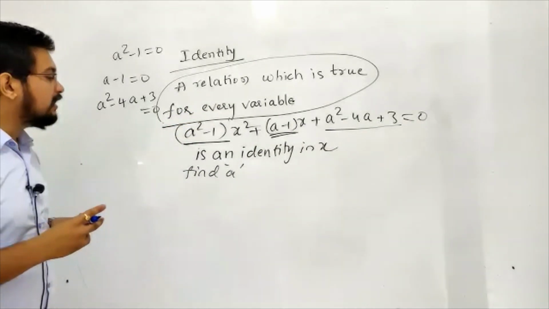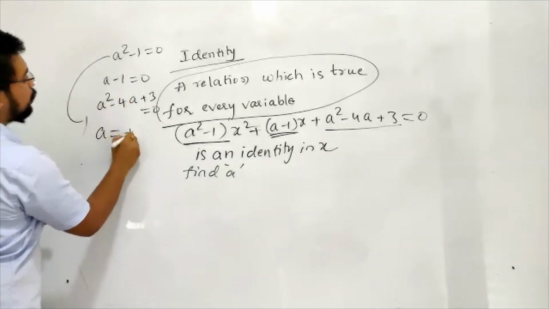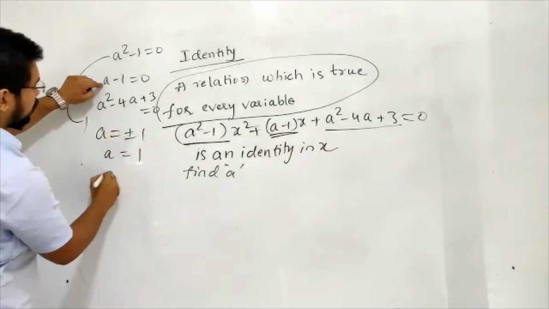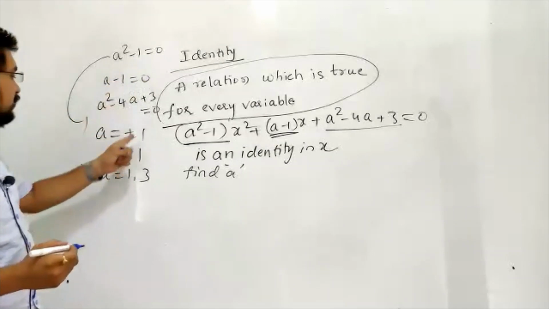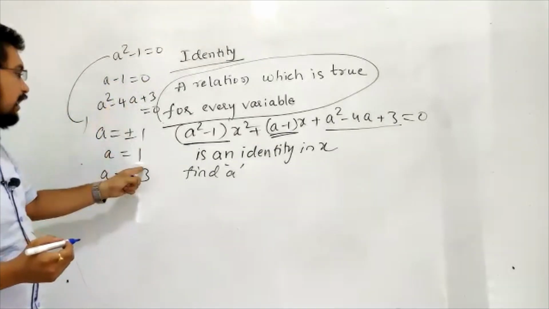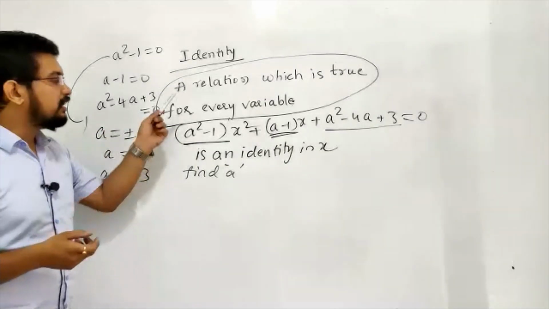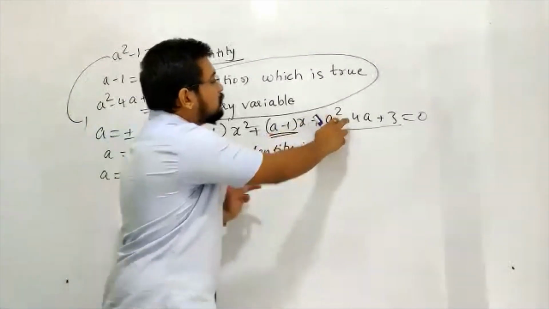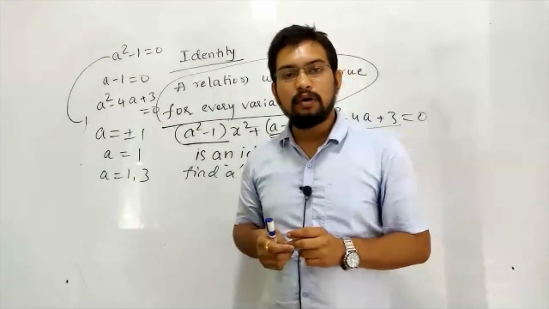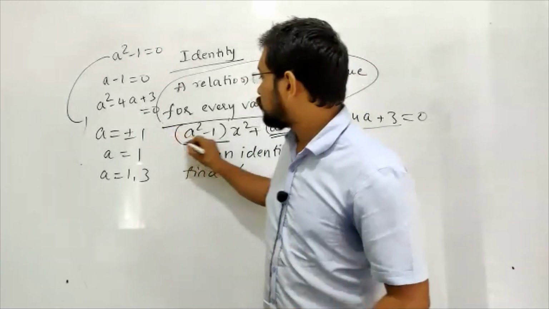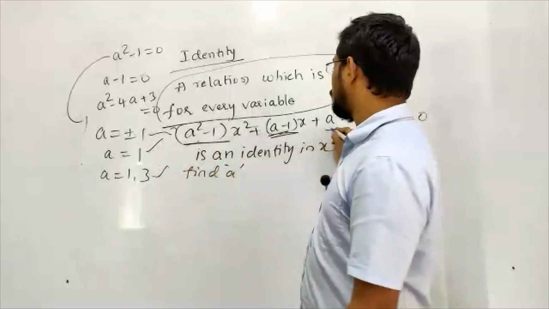This is termed as an identity in x. So now a is equal to plus or minus 1 here, a is equal to 1 here, a is equal to 1 comma 3 here. ఐడెంటిటీ అంటే ఏంటంటే ఇవి మూడు టర్మ్స్ సైమల్టేనియస్ గా 0 అవ్వాలి. All these 3 terms must be simultaneously 0. This is the solution corresponding to this part, this is the solution corresponding to this part, this is the solution corresponding to this part.